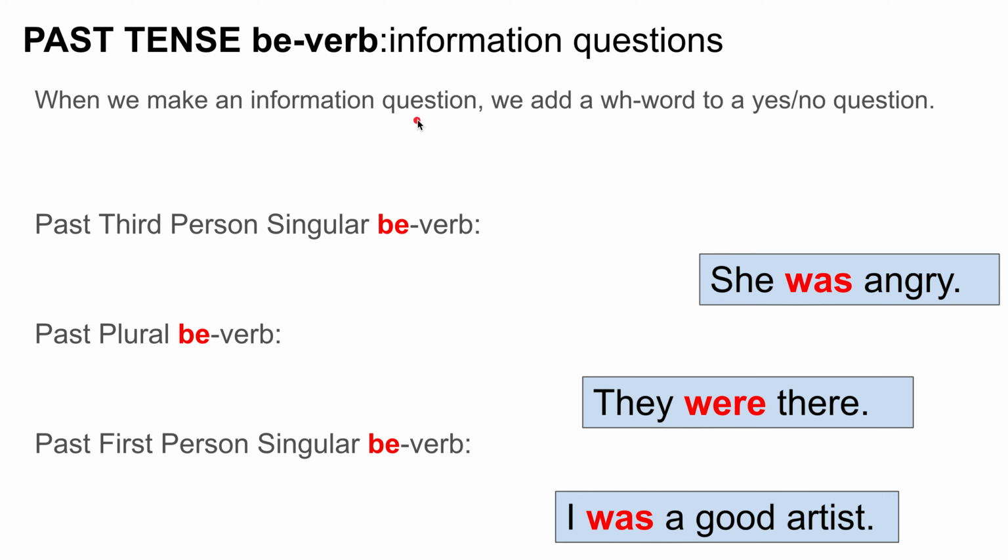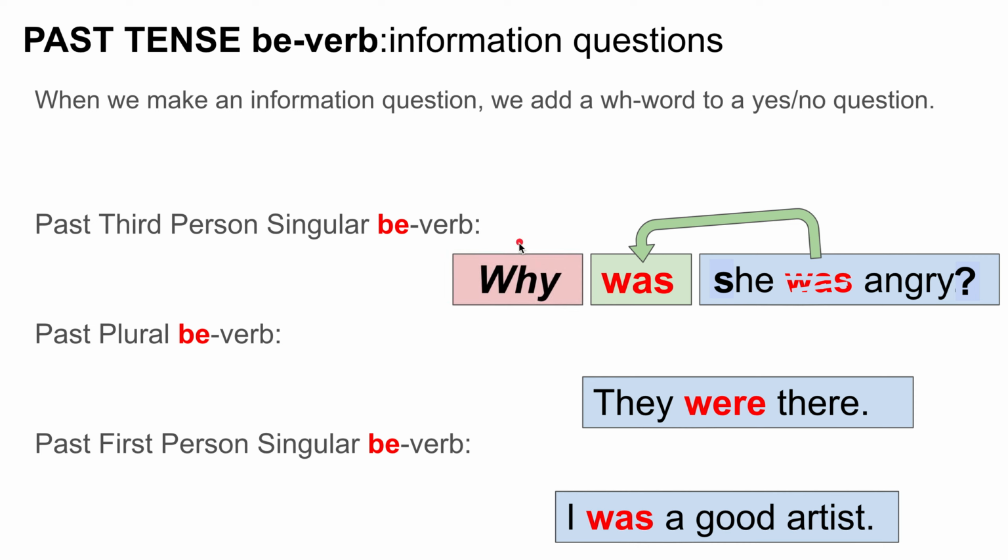When we make an information question, we add a WH word to a yes-no question. So for example, she was angry. Yes-no question: Was she angry? WH question: Why was she angry? So we just simply add a WH word to a yes-no question.